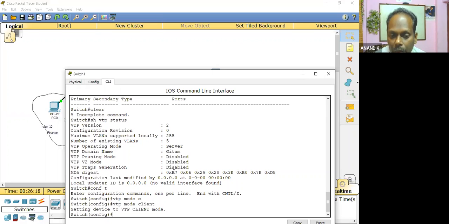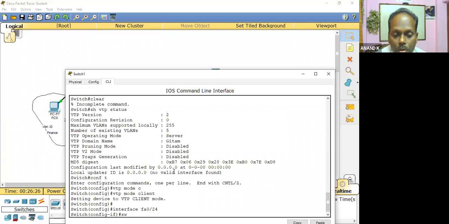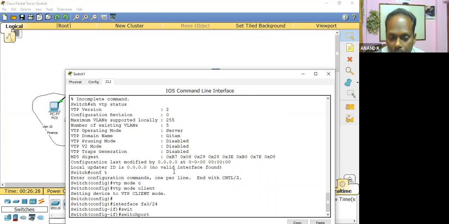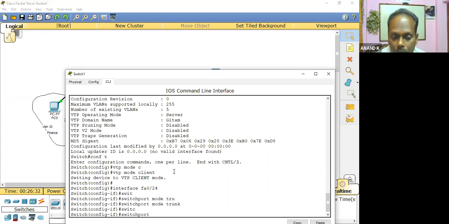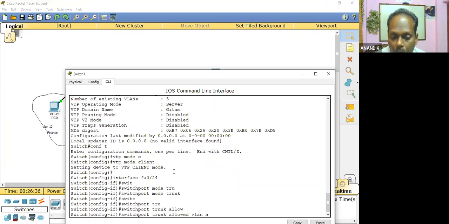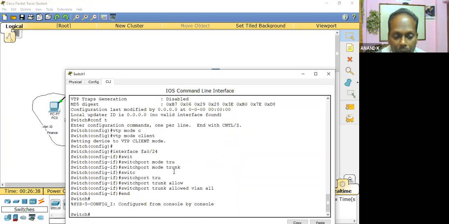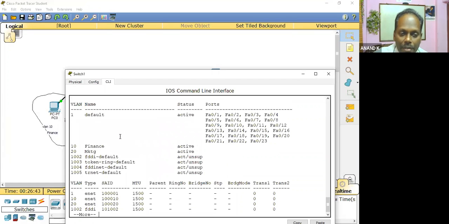And VTP domain, it is already recognized as Githam. It has distributed accordingly. Now interface FA 0/24 switchport. You have to define this on the other side also. Mode trunk. Switchport trunk allowed VLAN all. Okay. Now, if you ask show VLAN, you can see the VLAN information of finance and marketing available from switch 1.